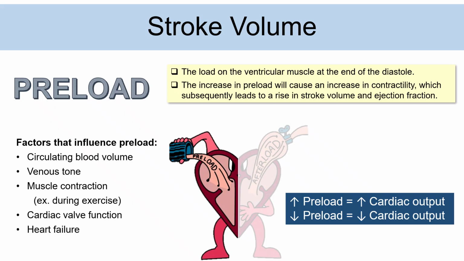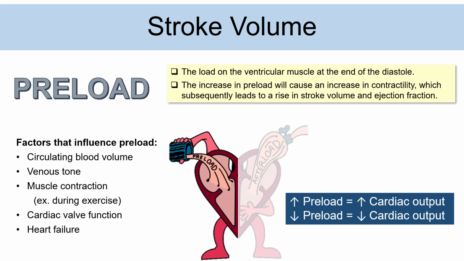So preload is the load on the ventricle muscle at the end of diastole. So remember, diastole is the filling time. So the ventricles are filling with blood. So right before the ventricles squeeze out that blood, that is the preload. So it's the max capacity of blood that fits in the ventricle before it squeezes.